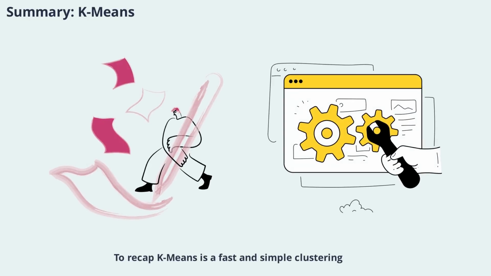Recap: kmeans is a fast and simple clustering algorithm that groups data points based on similarity. It's widely used in customer segmentation, image compression, and document organization. While it has some limitations, understanding its strengths and weaknesses helps you apply it effectively to your data.